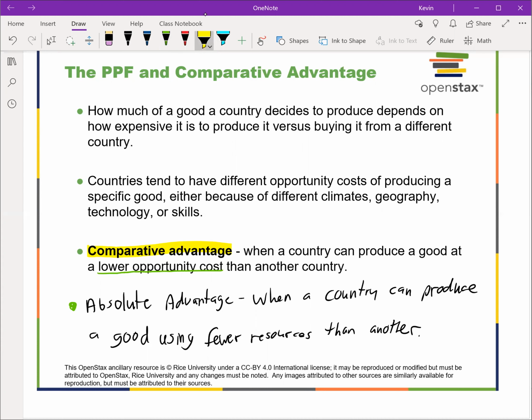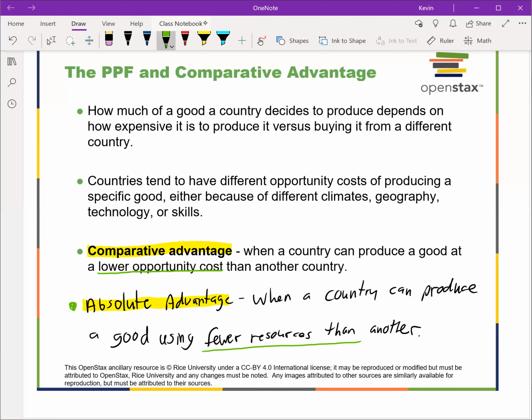The other type of advantage that we'll run into is called absolute advantage. What this means is that a country can produce a good using fewer resources than another country. So absolute advantage basically means I'm outright better at making a certain good, whereas comparative advantage means I have to give up less of another good than you do.